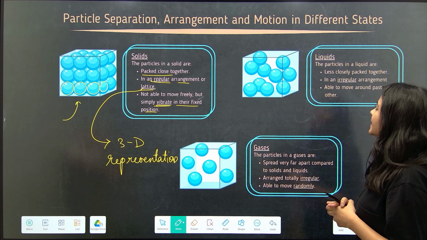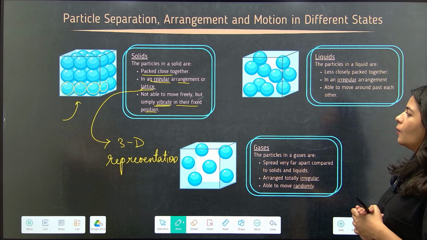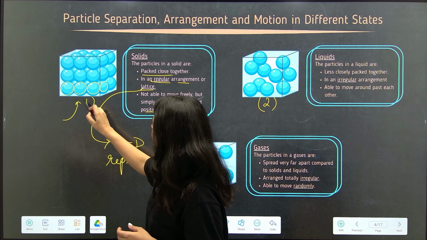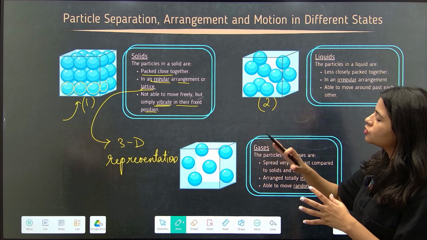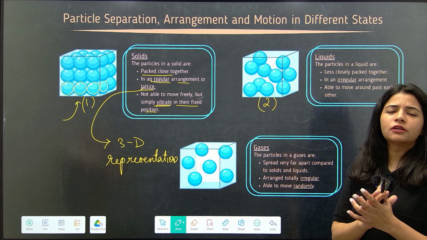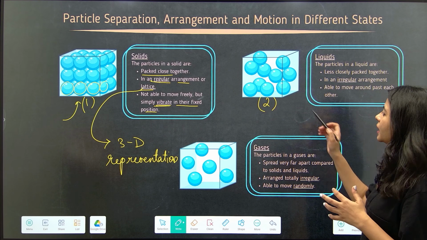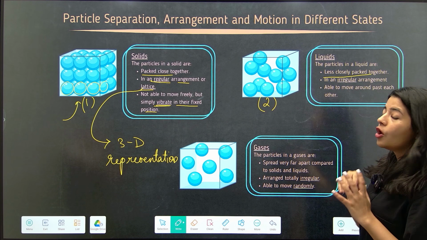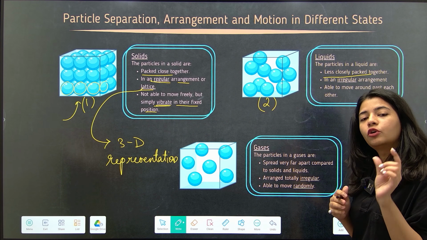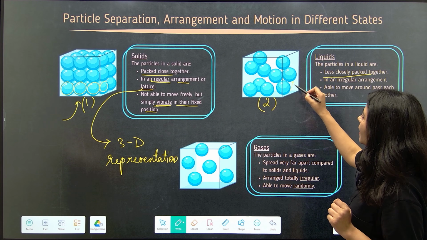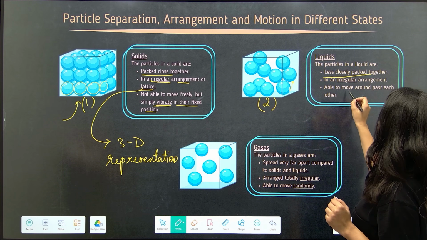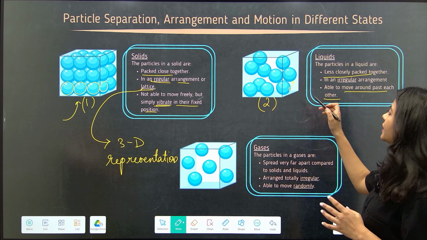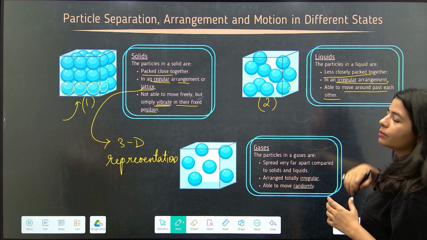All right, next is liquid. Now, did you see the difference between the first and second diagrams? The particles in a solid were so close to each other in a proper manner. But in the case of a liquid, the particles are less closely packed together, or I can say that there are intermolecular spaces present between the particles, and hence they can move around past each other. And they are in an irregular arrangement.